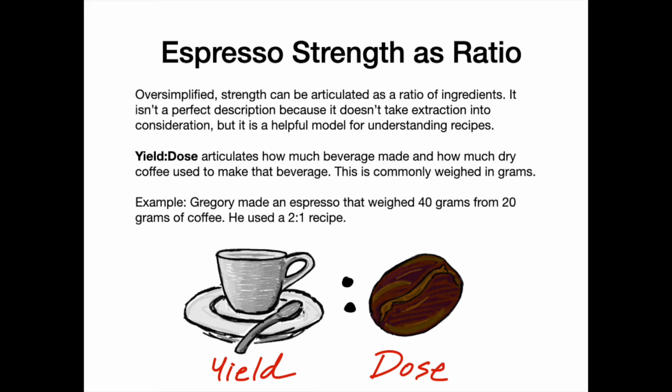You can have 2 parts yield to 1 part dose, or a beverage in the cup that weighs twice the amount as the dry dose, which means that some amount of the coffee made it into the beverage, some amount of the water used in the extraction made it to the beverage, but there's still a lot of water and certainly a lot of insoluble coffee in that puck or in that portafilter basket after you have made your recipe. So if Gregory makes an espresso that weighed 40 grams, it's a pretty big shot, like an ounce and a half, from 20 grams of coffee, I would have used a 2-to-1 recipe.